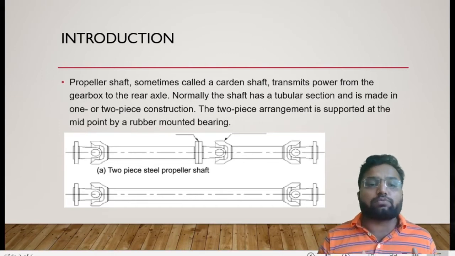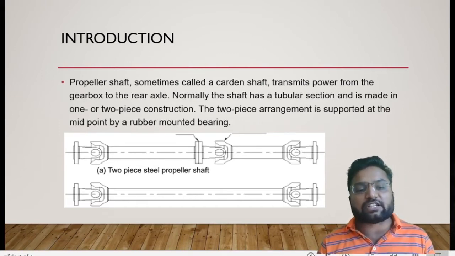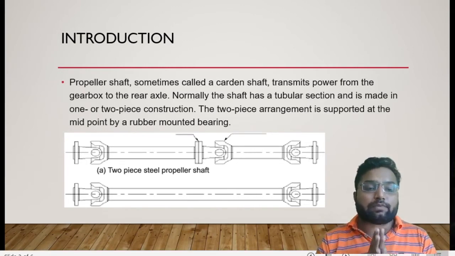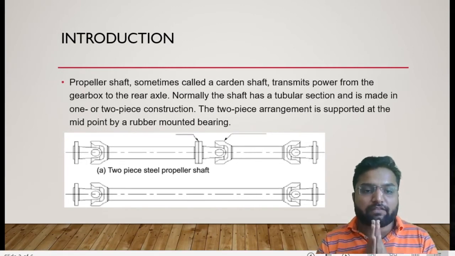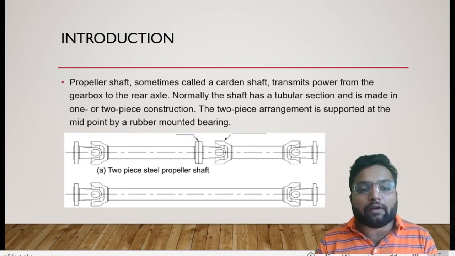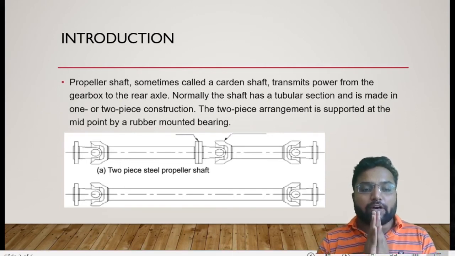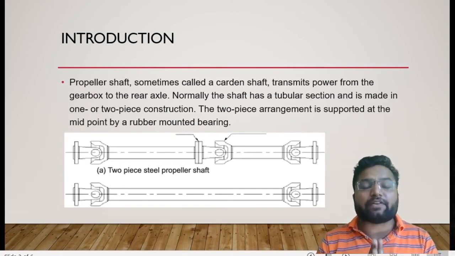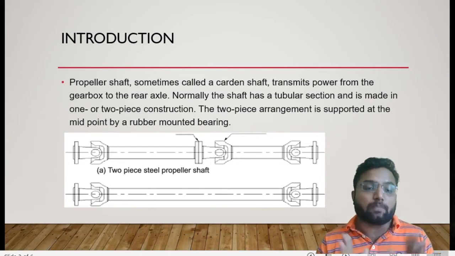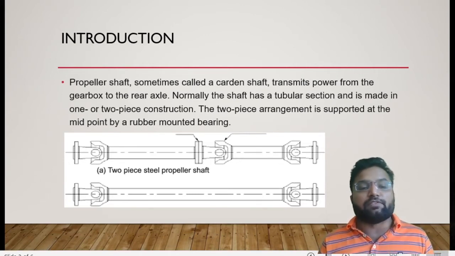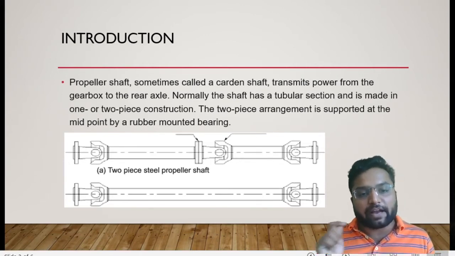Clear? How do the shaft and axle differ from each other? A shaft only transfers power in terms of twisting, whereas an axle, in the case of a dead axle, only carries a load, and in the case of a live axle, carries load as well as transfers power. So this is the basic difference while we are designing a propeller shaft and an axle.